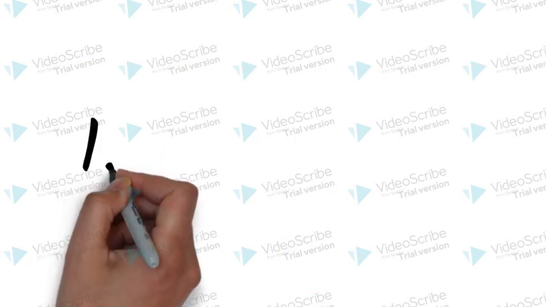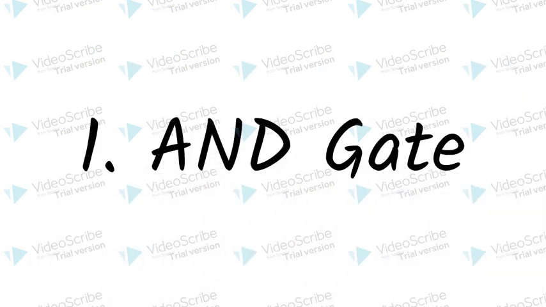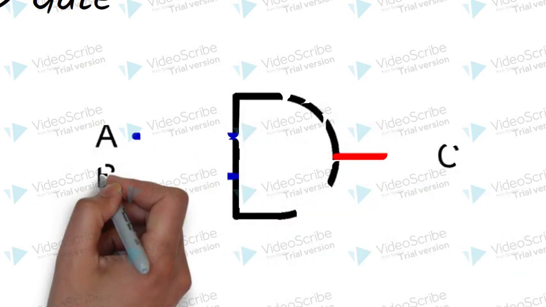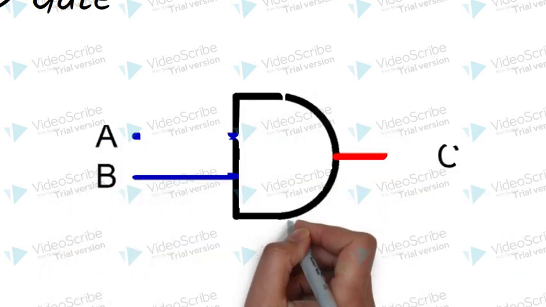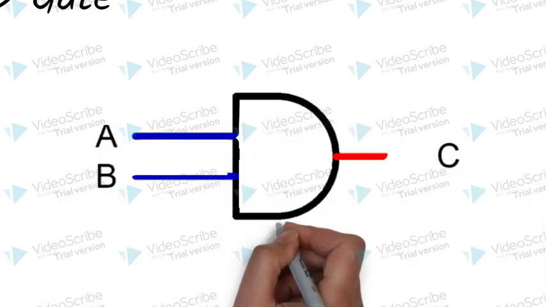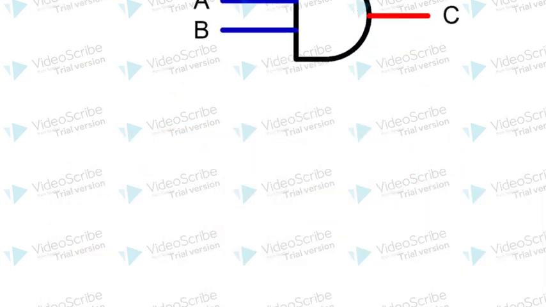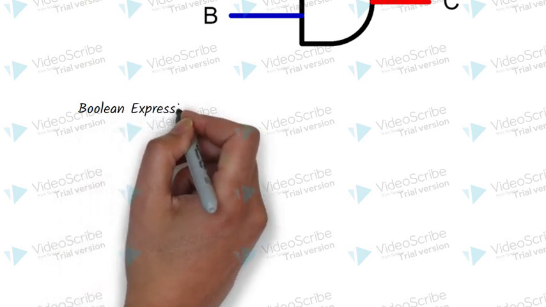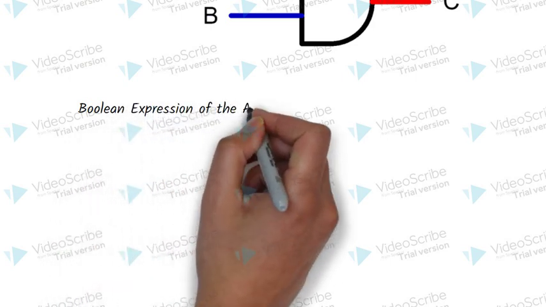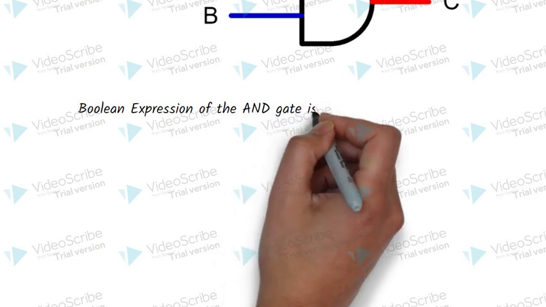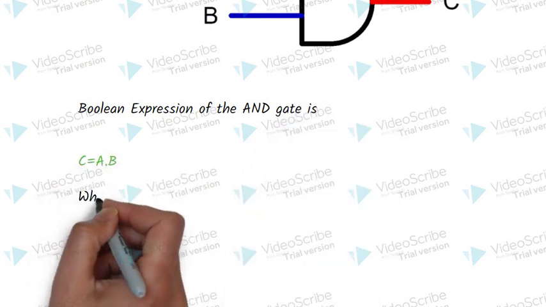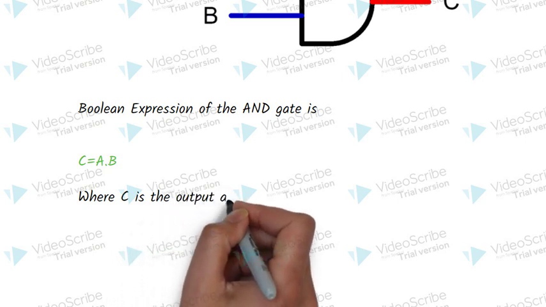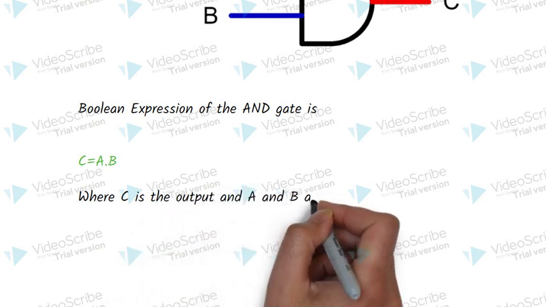First, let's see what AND gate is. This is the representation or the symbol of AND gate, where it has two inputs and one output. Boolean expression of AND gate is C equals A dot B, where C is the output of the AND gate and A and B are inputs to the AND gate.